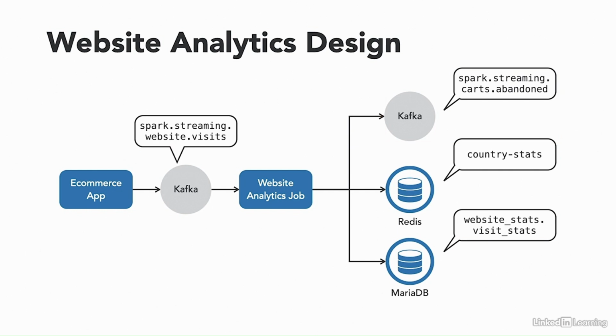Kafka provides scalable real-time streaming of data. Spark jobs can scale across multiple executors based on the incoming data load. Redis.